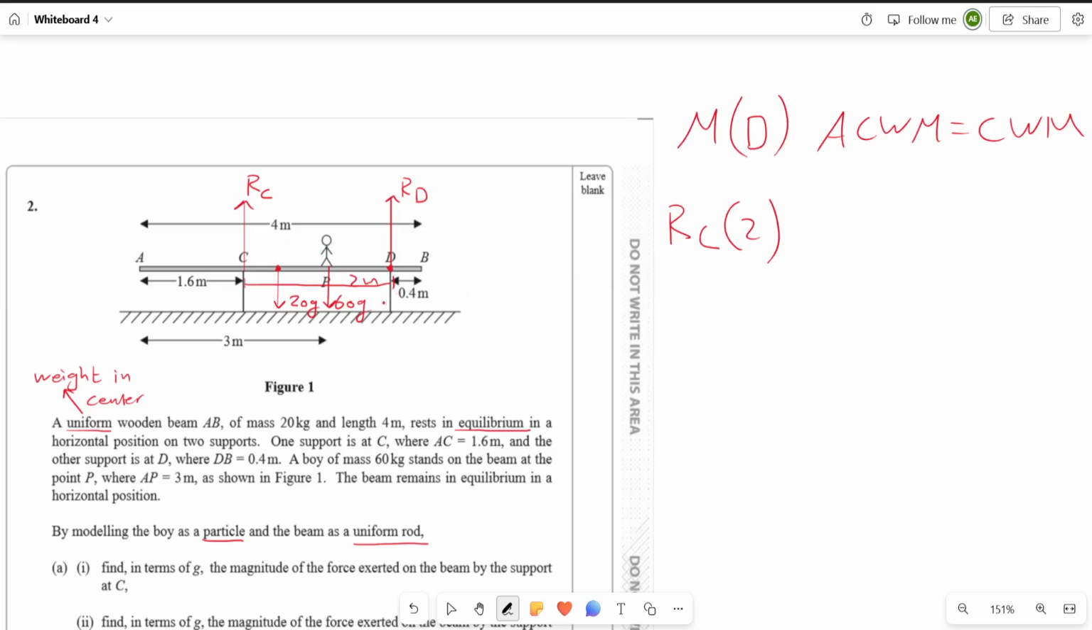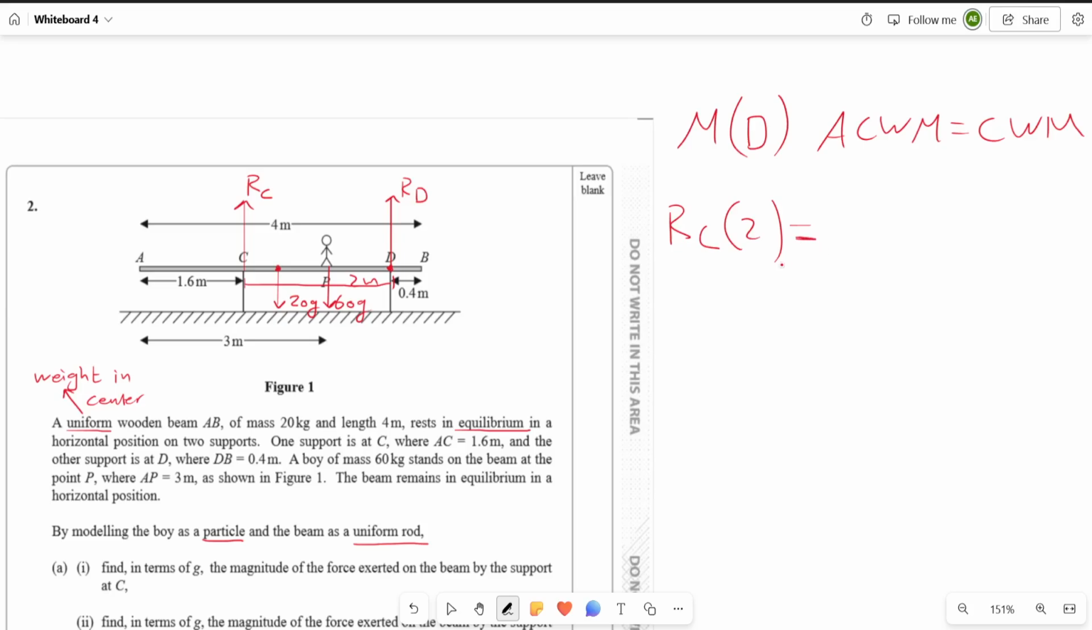Do I have any other clockwise moment? I don't think so, because this 20g looks like it's going to cause the rod to move this way. This 60g is also the same thing. And this RD, we said it's not going to contribute any moment, so it's going to become 0. So that's it for my clockwise moments.